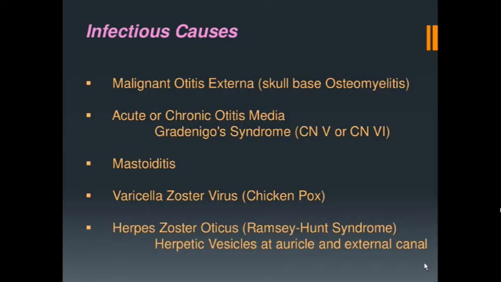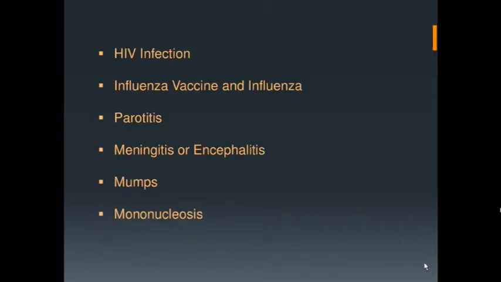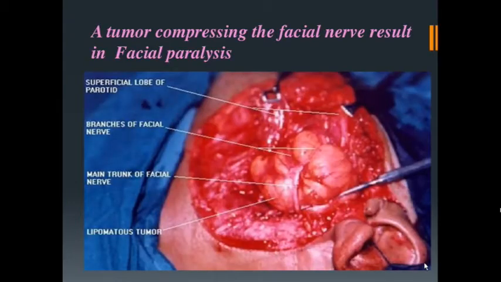Then chronic otitis media, Gradenigo's syndrome, mastoiditis, all these are the infectious causes. HIV. Okay, so this is just to show you why we need to do sometimes facial nerve decompression. Look at this, a huge tumor compressing on the facial nerve. So facial nerve is actually fine, there is no disease in the facial nerve, only the tumor is pressing it and the patient has developed facial paralysis.